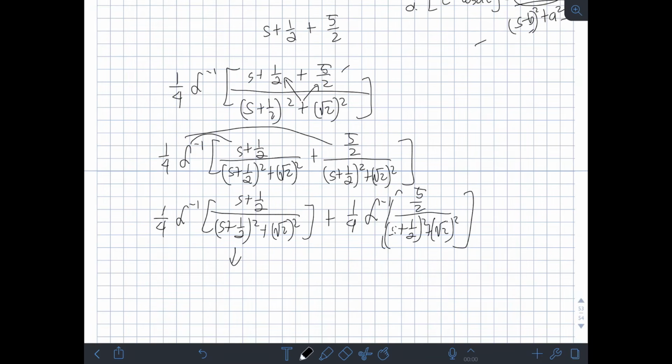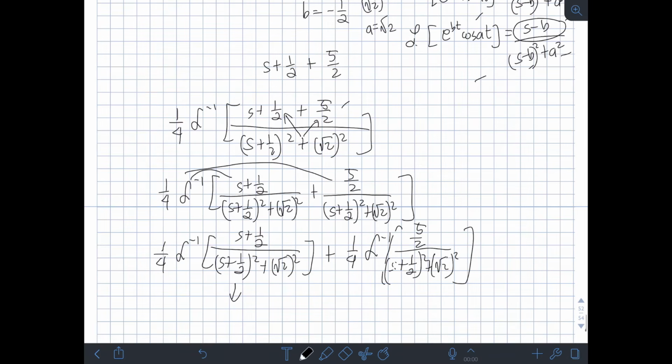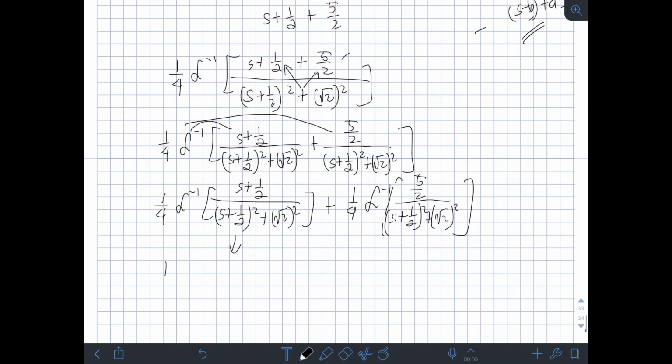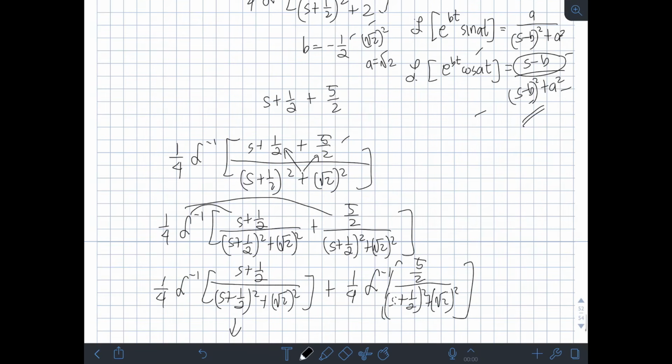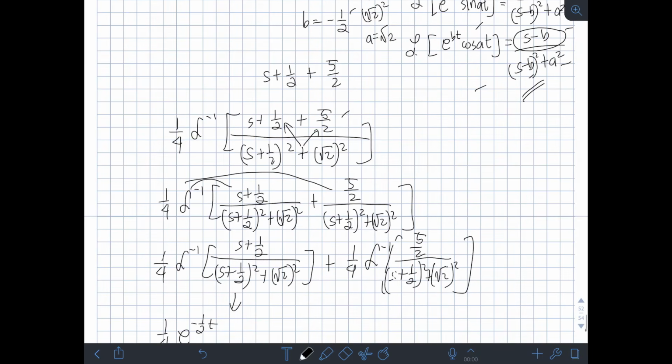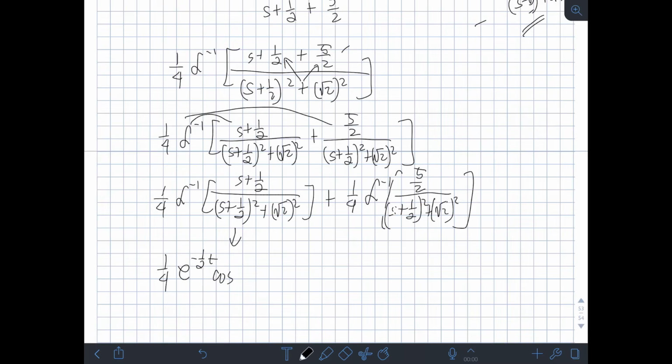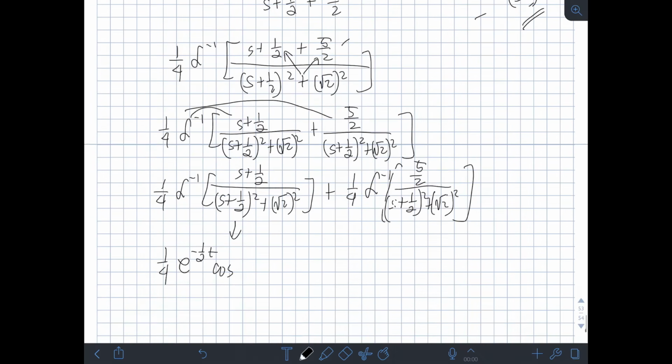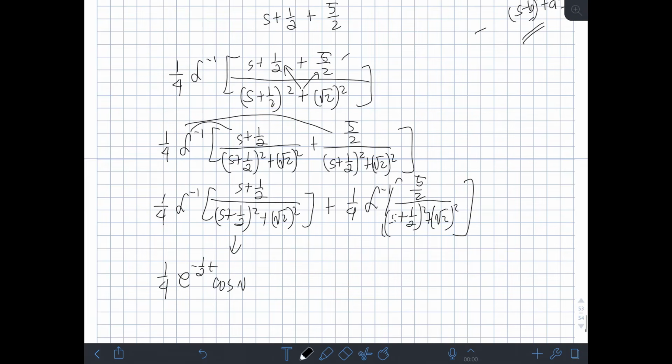So, ito, readily, mahanap na natin yung inverse Laplace transform niya kasi same form niya na to. So, magiging 1/4 e raised to b natin is itong negative 1 half. So, negative 1 half t times cosine at. So, cosine a natin this time is itong square root of 2. So, cosine square root of 2t. Right? Plus, ito na lang yung 1/4 inverse Laplace transform nitong 5 over 2 over s plus 1 half quantity squared plus square root of 2 squared.